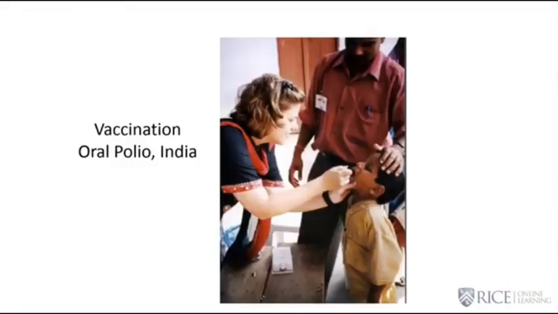My final shun is vaccination, and this is somebody getting an oral polio vaccine in India. They were having a vaccination program for polio. And while engineers didn't give us this one, without the communications and transportation infrastructure, we would have a very hard time delivering the vaccines to people who need them.